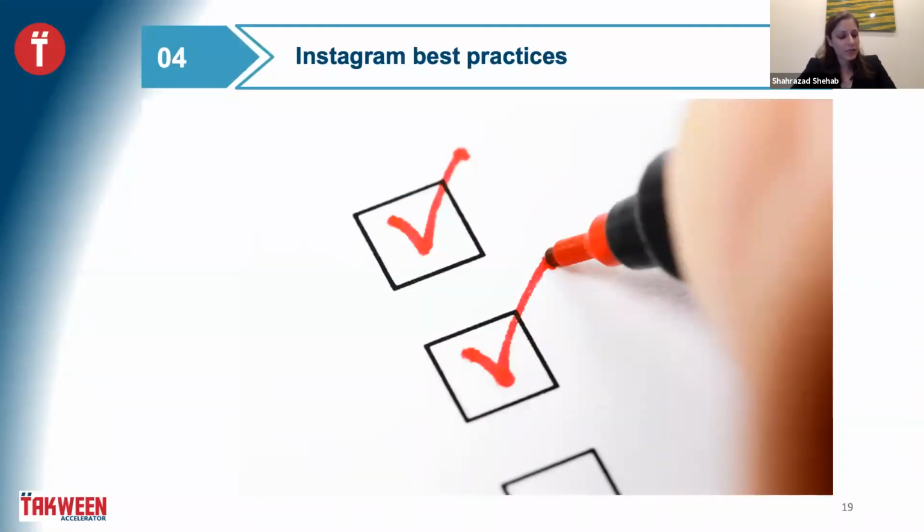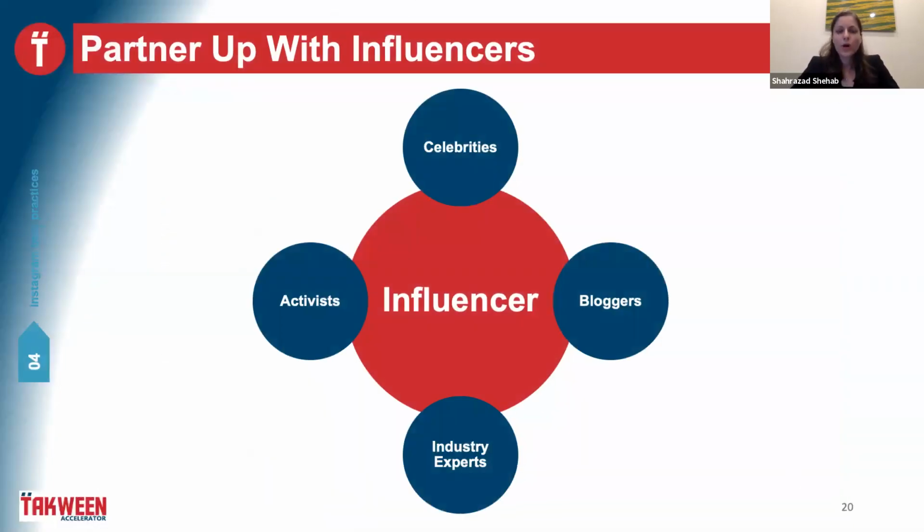Some Instagram best practices: partner up with influencers. Influencers on Instagram are usually thought leaders within your industry who can show off your products or services to their audience. And by connecting with them, the trust their audience has in them will translate to trust in your brand. Influencers can provide great returns.